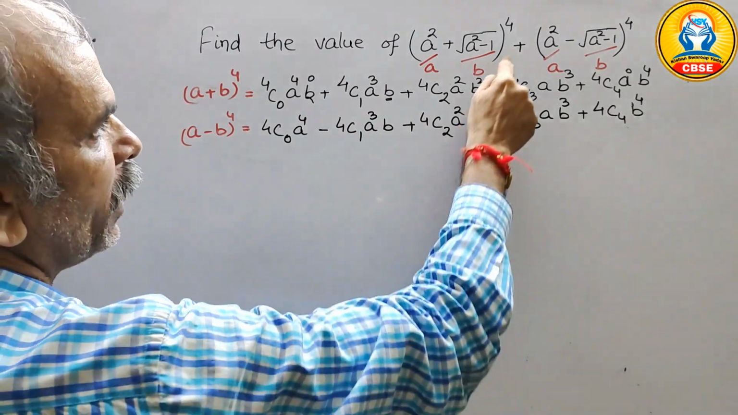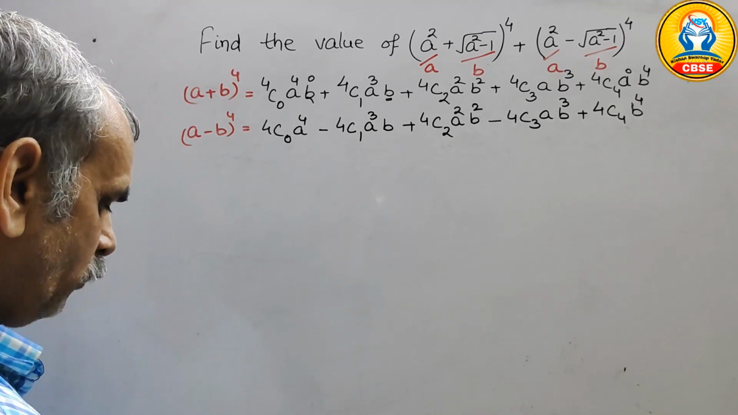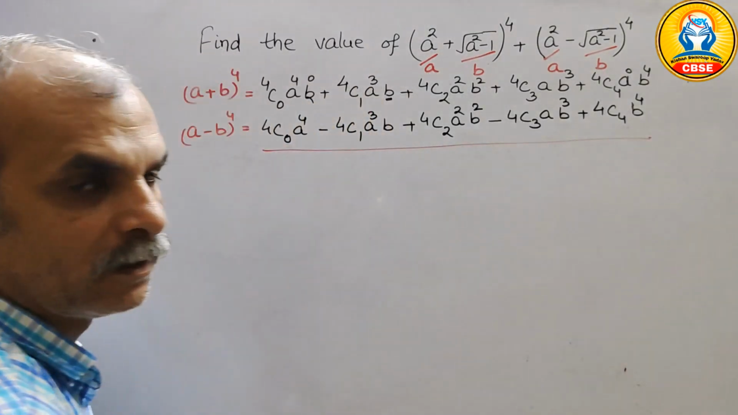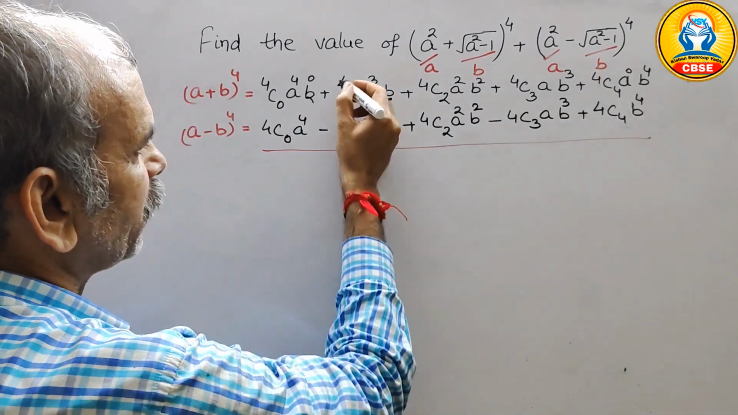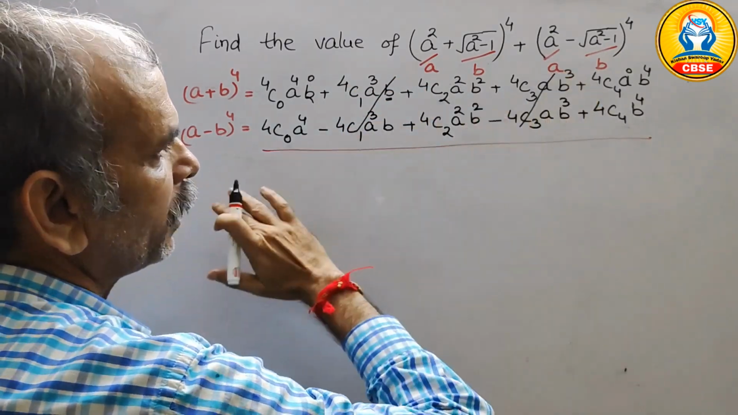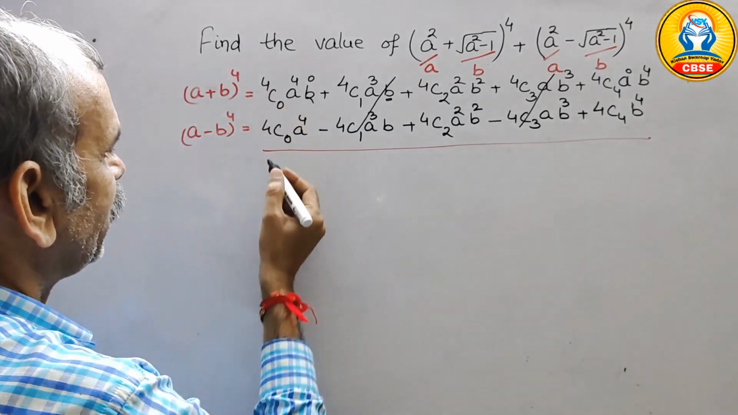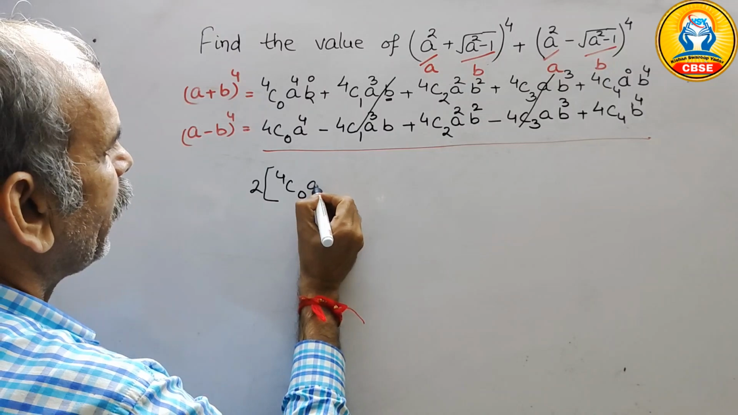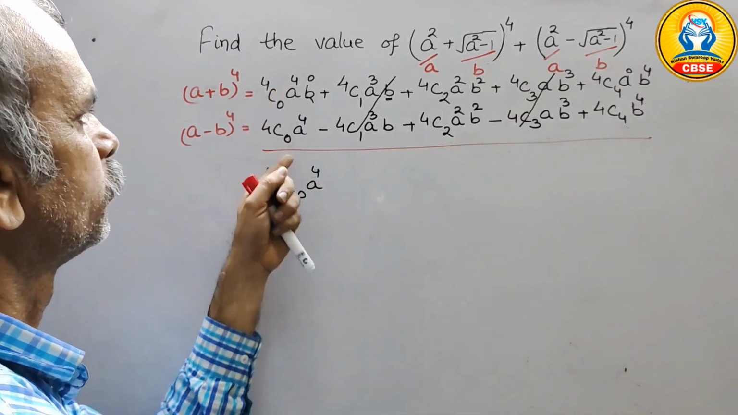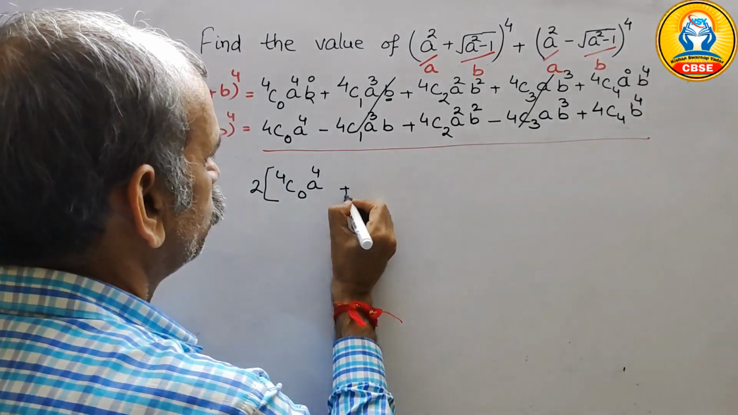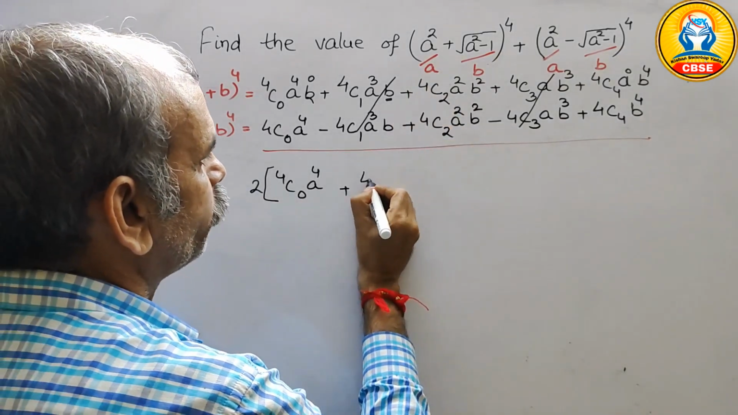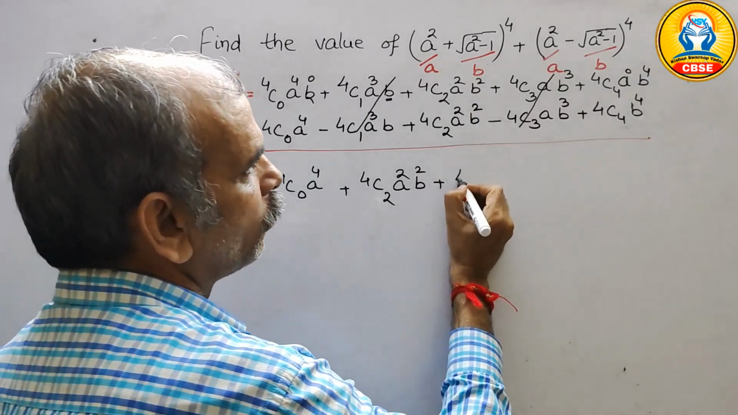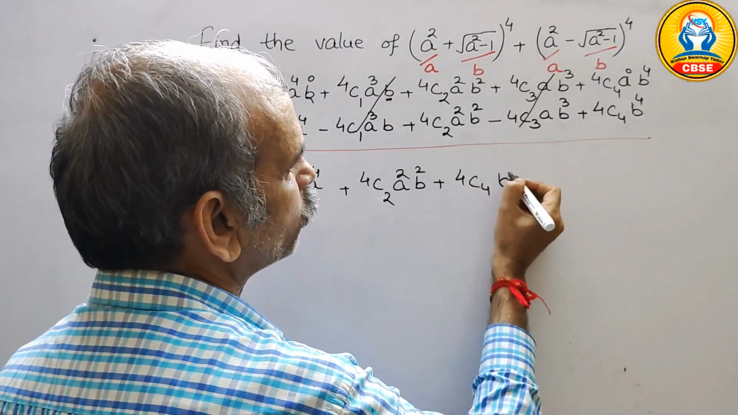Now they have told us we have to add them, so just add them. What we will get? Here you can see this plus and minus will go out, plus and minus will go out, the remaining is the same. So now we can say it is 2 into 4c0 a to the power of 4, plus 2, we have taken it out, so here it will be 4c2 a square b square plus 4c4 b to the power of 4.